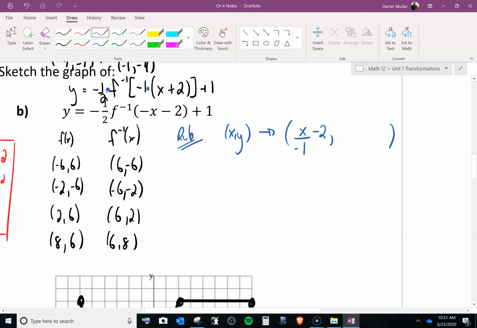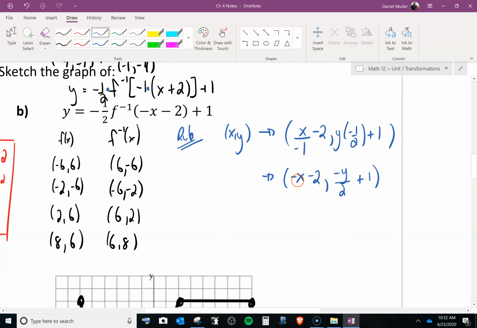And then the y's, I'm timesing by -1/2. So I'll do that, and I'm adding 1, so I'll do that. So I can clean this up a little bit. Divided by -1 is the same thing as just calling it -x. Minus 2. And the numerators here are going to be -y over 2 plus 1. So that is our rule.